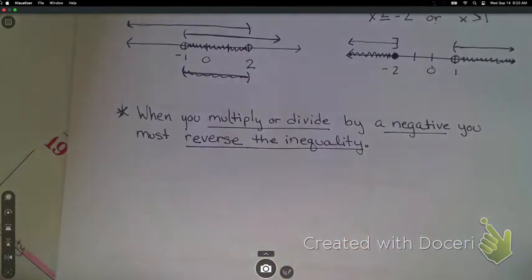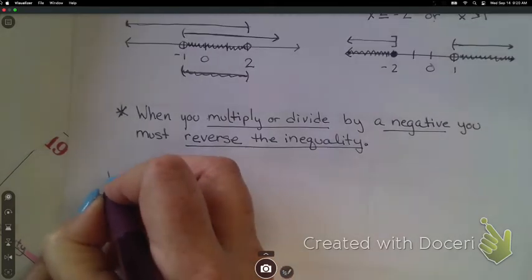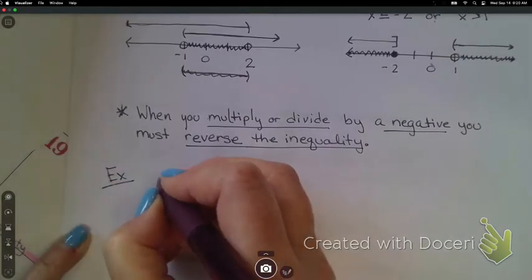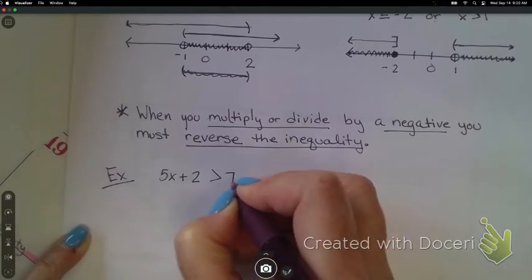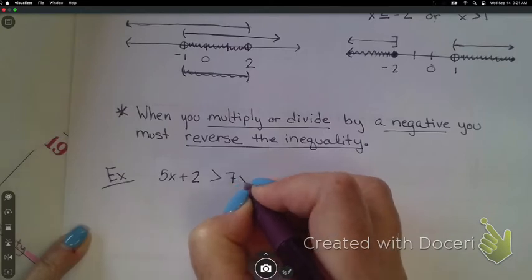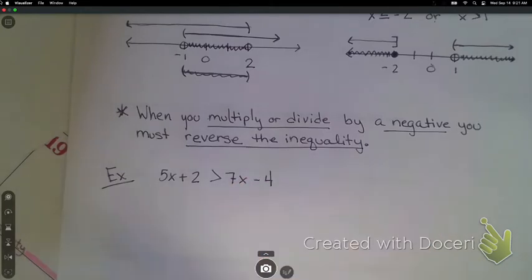What does it mean to reverse it? If it's less than, it's now what? Greater than. If it's greater than, it's now less than. Okay, so I have 5x plus 2 is greater than 7x minus 4. We do everything the same as if that was an equal sign. So what's the first thing I do? Or you would do? Lyndon? Say it again. How would you solve this problem?